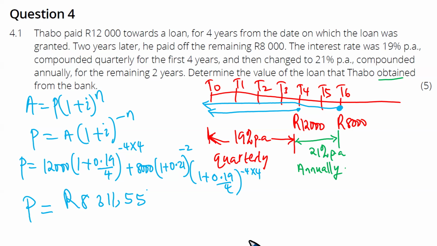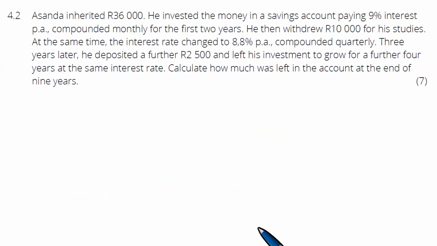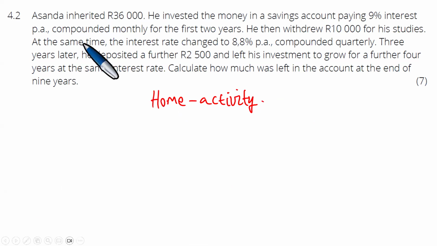Right, in the absence of a question, I'm giving you homework. This is your homework. For 7 marks, grade 11, this is your homework. So this one becomes your home activity. This home activity is about Asanda.